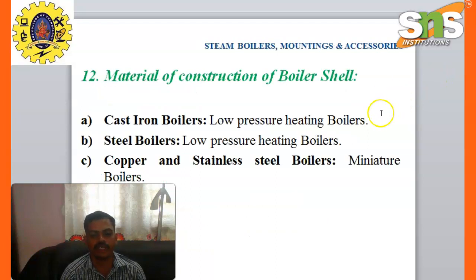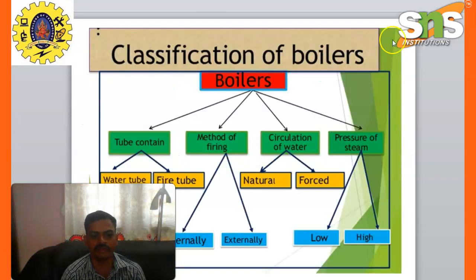Material of construction of boiler shell: cast iron boiler, low pressure heating boiler; steel boiler, low pressure heating boiler; copper and stainless steel boiler; miniature boiler. These are the classifications of boilers.